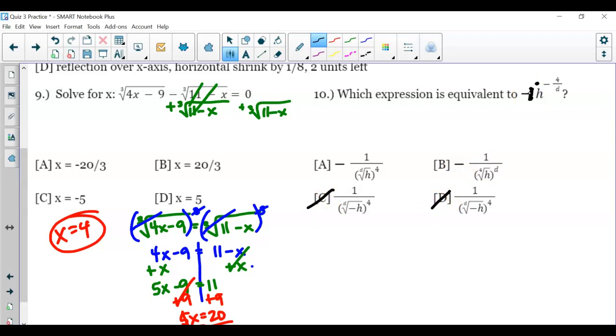Then now I need to remember, well, if this is h to the 4th power inside of the D radical, because remember that bottom always represents the index. So that's why the answer here is A, because you're talking about h to the 4th power inside of that D radical.